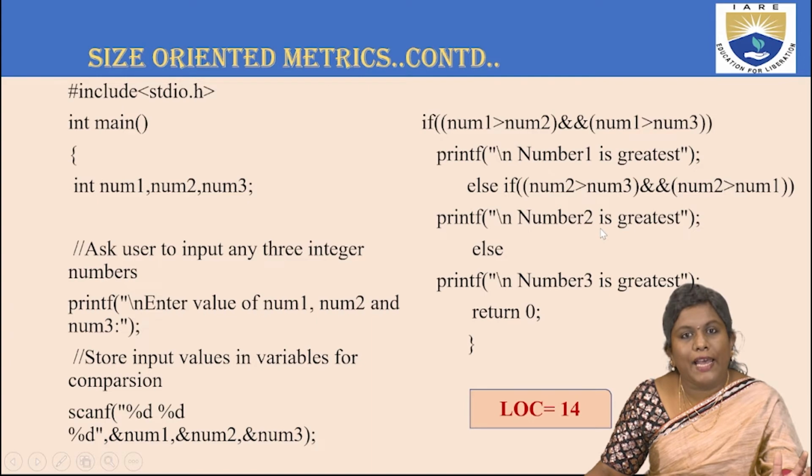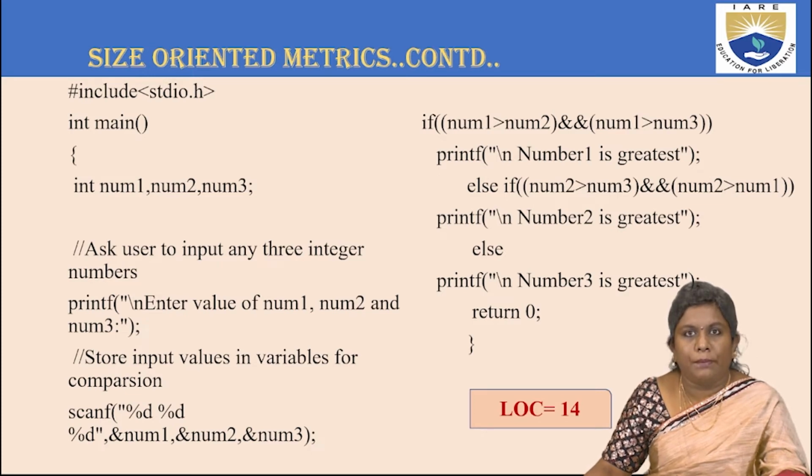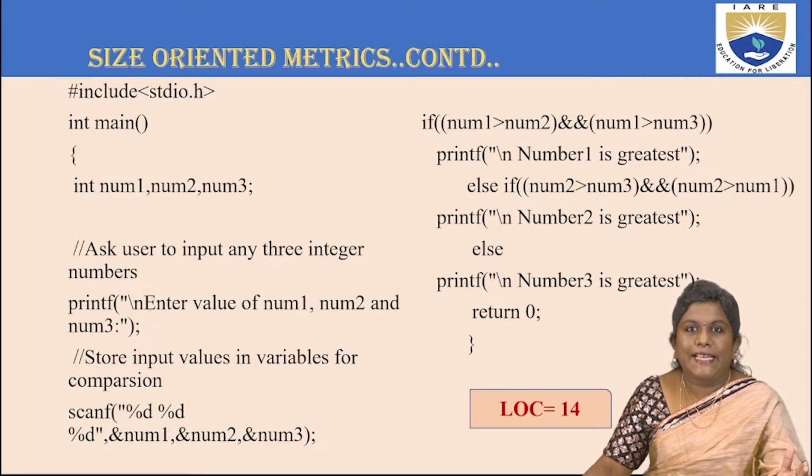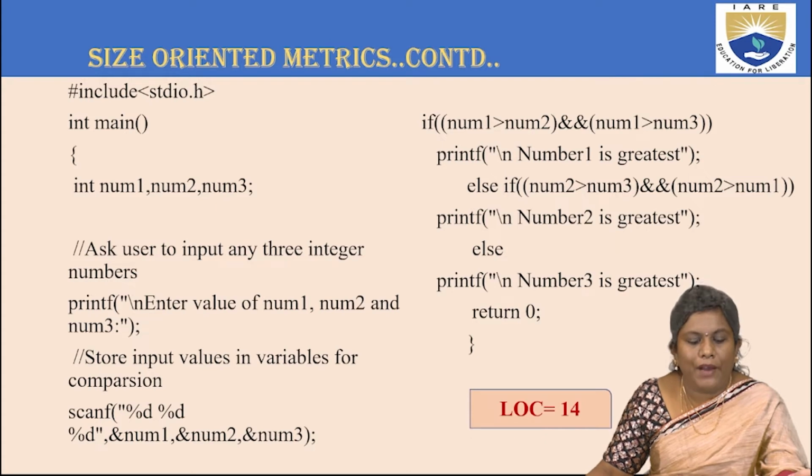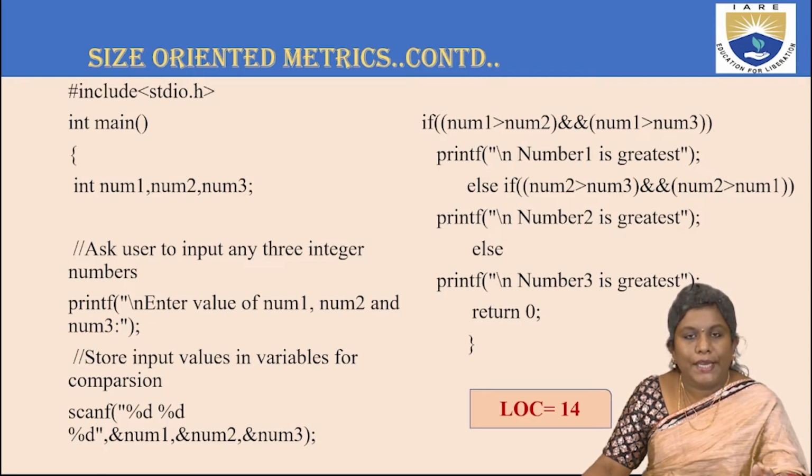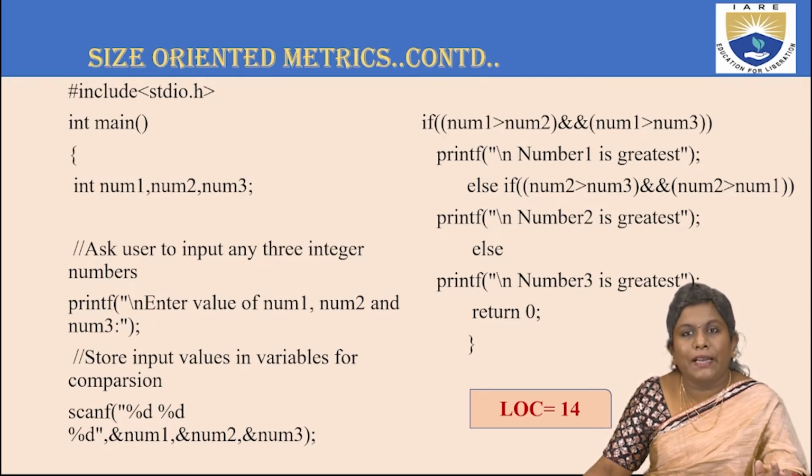Moving to, how do you calculate the lines of code? I have just given a small program over here, which prints the greater of two numbers. This is C language code. So you have #include <stdio.h>, which states that it is a header file. And then you have a main function, you have open braces, and then we start writing the code. If you have observed, there is a comment which says, ask user to input any three integer numbers. So this is ignored. Whenever you are trying to calculate the lines of code, you ignore the comment lines, right?